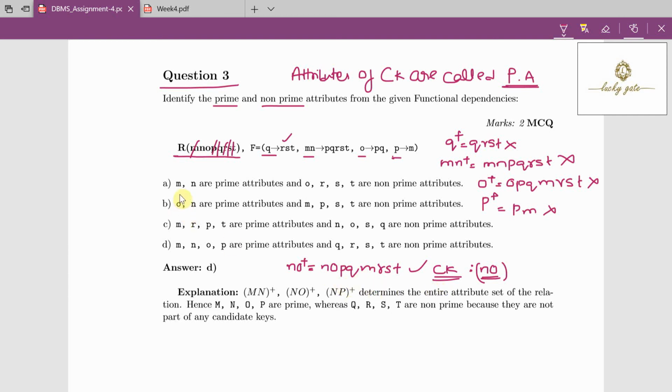NO is a key. If NO is a key, remaining all other attributes are non-prime attributes. Look at option A, MN are prime attributes. MN is not a key attribute. Option A wrong. Option B, NO are prime attributes, correct. MPQRST remaining attributes are non-prime attributes. It is a correct option. Option C, MRPT, these are not candidate keys, so they are not prime attributes. Option D, MNOP, NO is prime attributes, but it is also saying that M and P are also prime attributes. It is incorrect. So the answer for this question is option B.